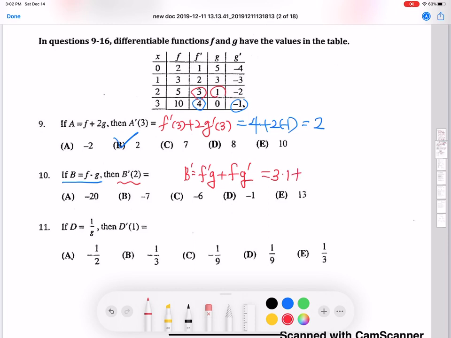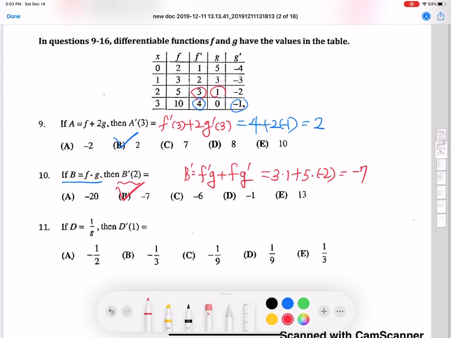And then f2 is 5 times g prime of 2, negative 2. That is negative 7. So B is the answer. And then number 11, d(x) is 1 over g.